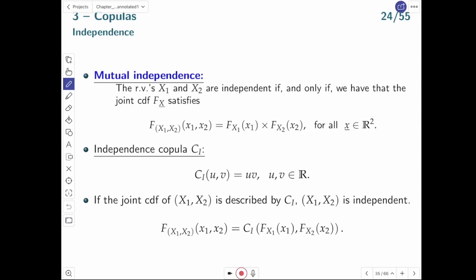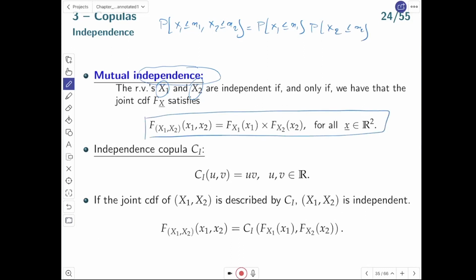For example, assume that I have a vector (X1, X2) which is independent, right? If you have a vector which is independent, it means that the probability that X1 is smaller than x1 and X2 smaller than x2 is just the product of the marginal probabilities: the probability that X1 is smaller than x1 times the probability that X2 is smaller than x2, right? Which you can also write in this way.